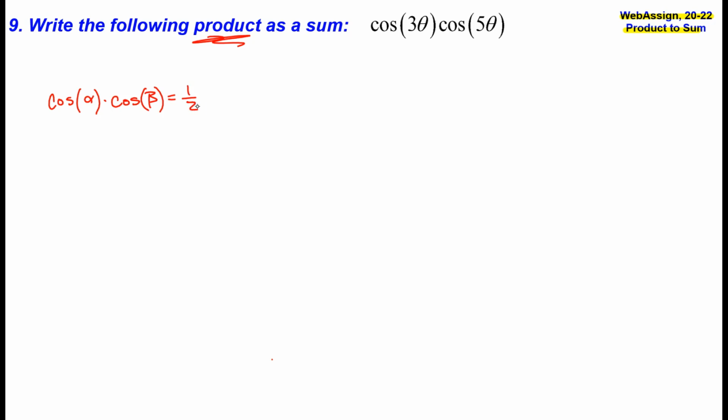So the cosine alpha, cosine beta, product to sum formula looks like this. And again, there's the product part of it, and then there's the sum part of it. So we're turning a product into a sum. And I'm going to go ahead and run through this now.